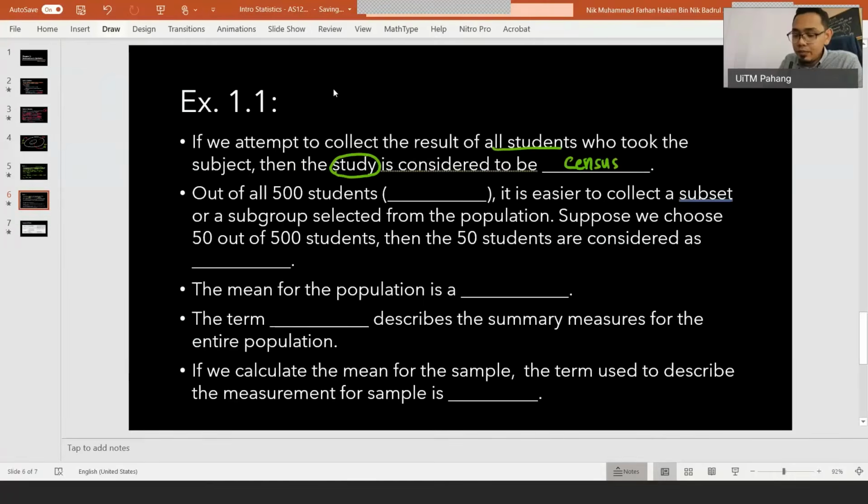Population. All population, all 500 students is the population. So, lebih senang kita nak kutip subset, hanya sebahagian daripada mereka. Suppose we choose 50 out of 500 students, then the 50 students are considered as, of course, sebahagian daripada population, we call it as sample, right?